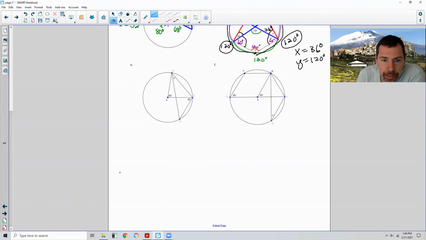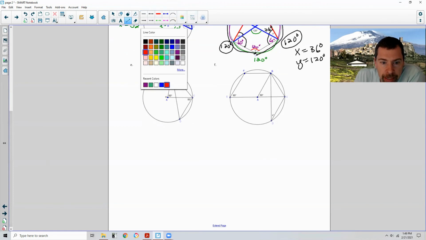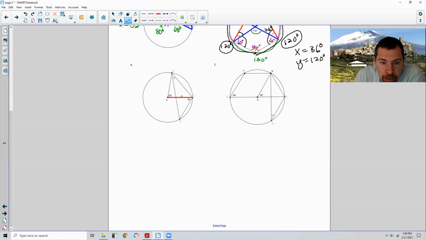All right, E. So again, always just look for inscribed angles and central angles and start with those. So I have this angle here. That's a central angle. Therefore, I will use green for the arc. It intercepts arc EC. Central angles equal their intercepted arc. So this is 60 degrees. This angle here is 50.